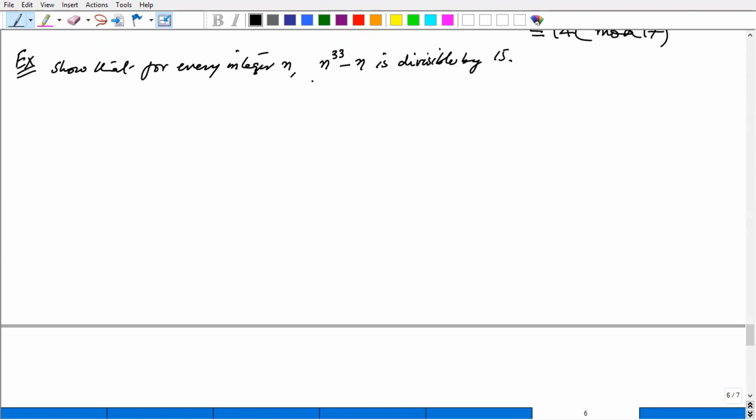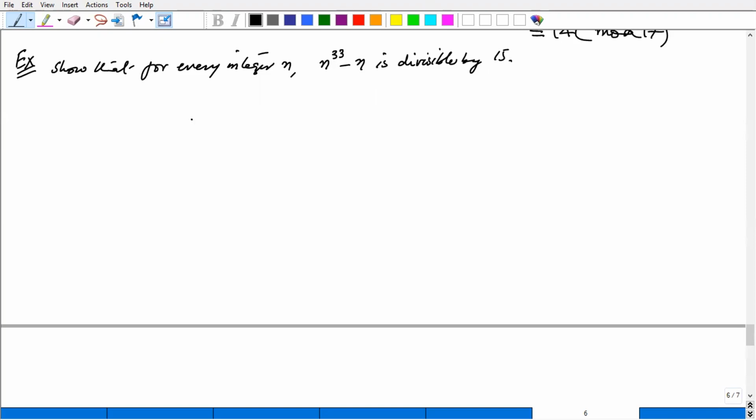Good. So it means for any integer, you can put here 2. So 2 to the power 33 minus 2 is divisible by 15. You can put here 3, 4, 5, 9, 11. 11 to the power 33 minus 11 is divisible by 15. Okay, that's very important. Very good result.